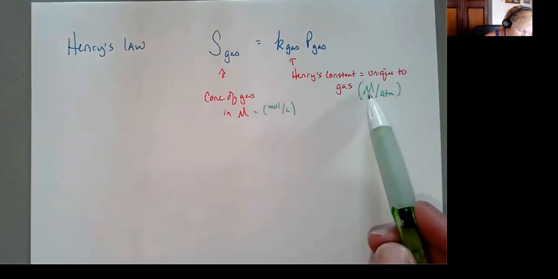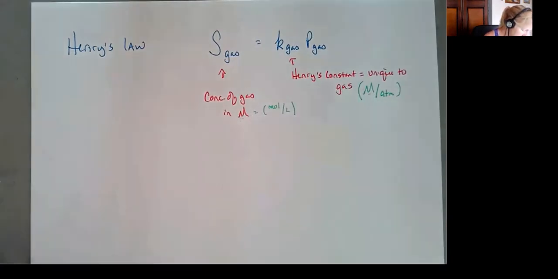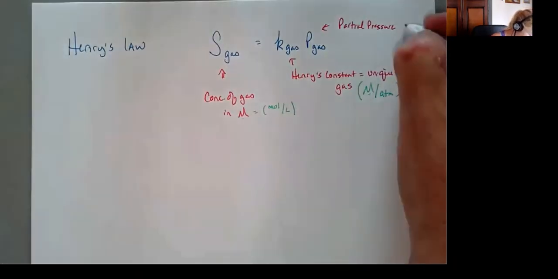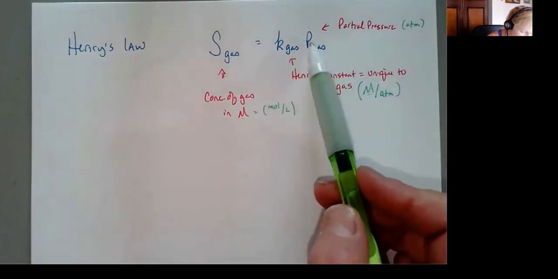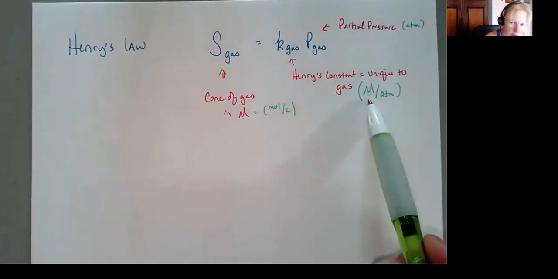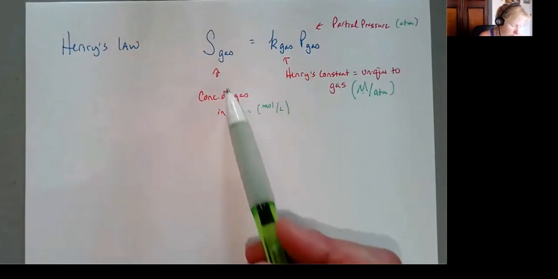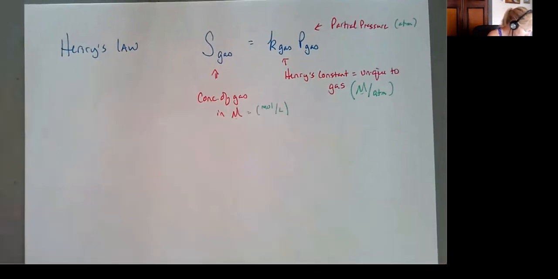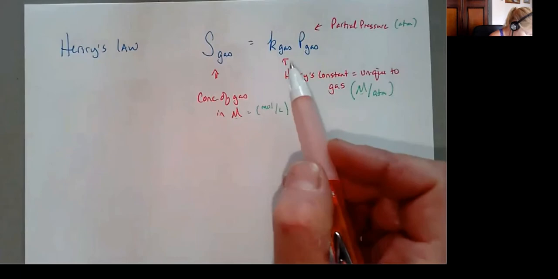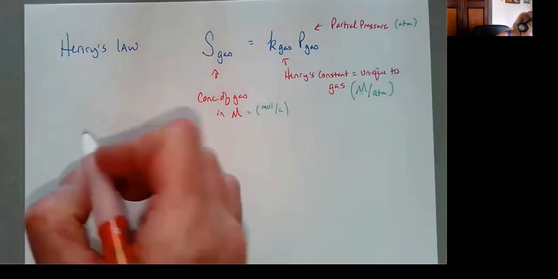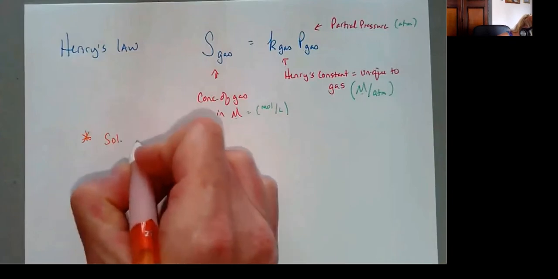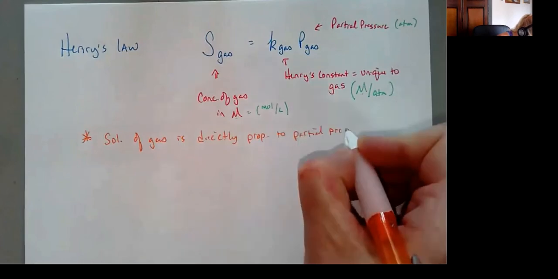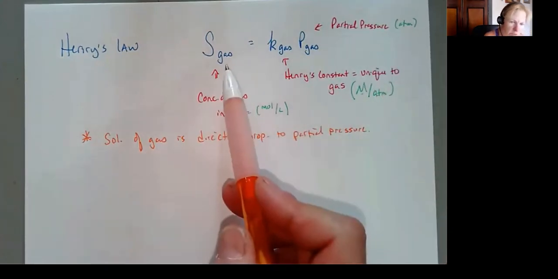And so this is where your molarity term is going to come from. And then P is my partial pressure of my gas, and it is in units of atmospheres. So when I multiply this by this, the atmospheres are going to cancel and I'm left with units of molarity. So that's how my solubility here can be in units of molarity. From this equation, the solubility of the gas is directly proportional to the partial pressure. Meaning, the higher the partial pressure of that gas, the more solubility there is.